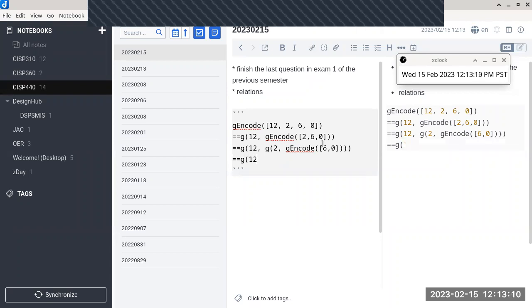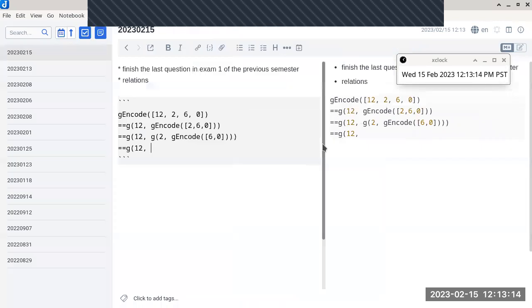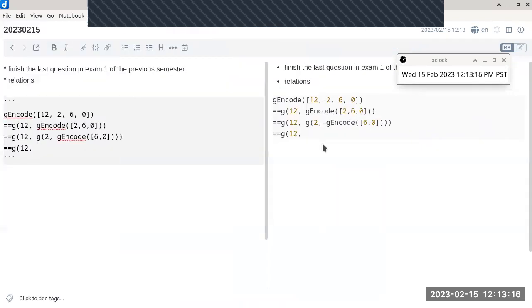So now it becomes G of 12, and then G of 2, and then G of 6. Let me turn off the rest of the screen so I have more space here. And then finally we have G encode of only the last character left, which is a 0. And then we have 1, 2, 3 close parentheses.